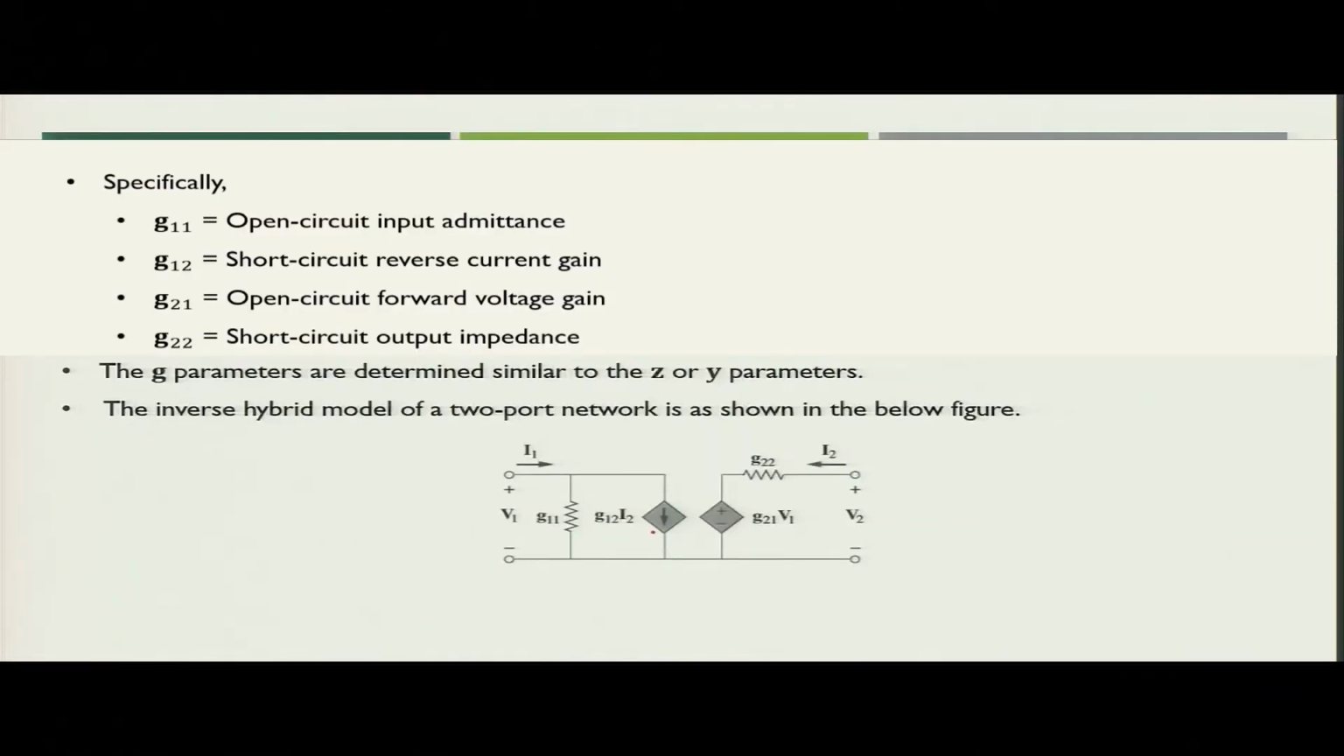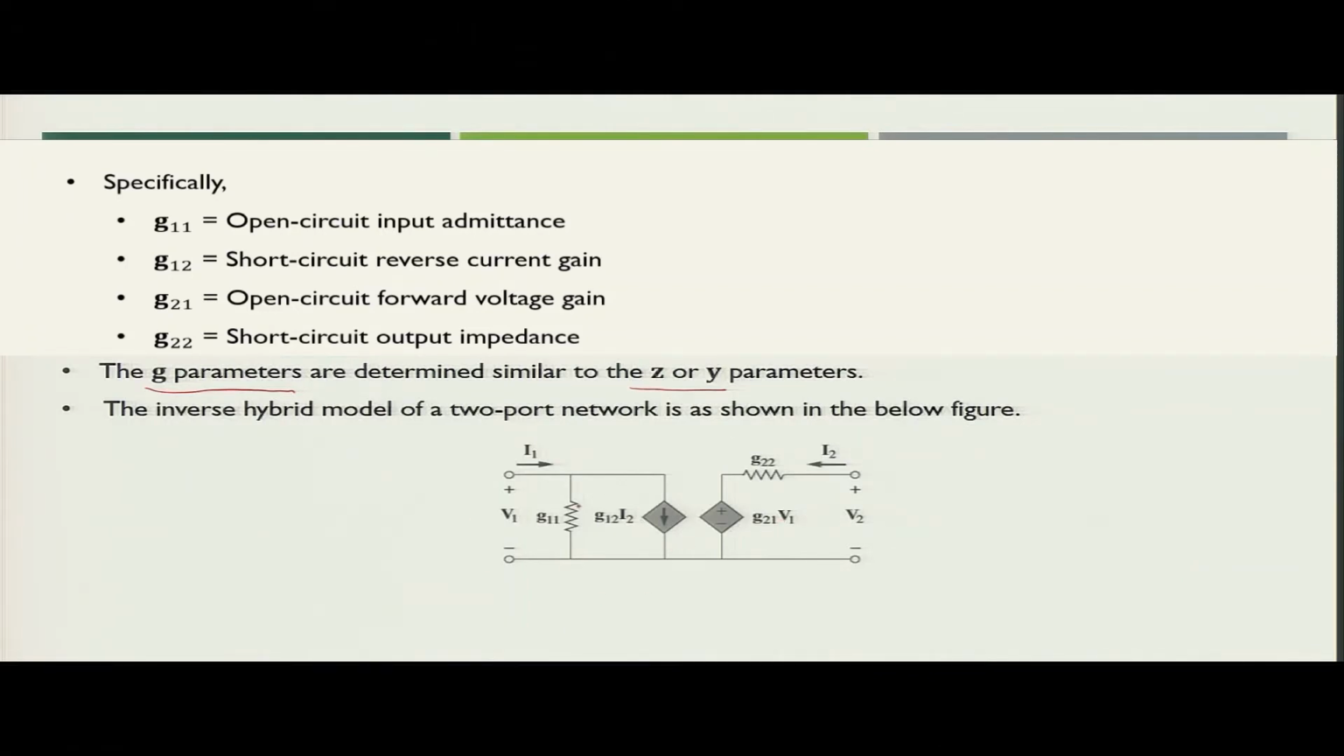Now you can say that G11 is the open circuit admittance, G12 is the short circuit reverse current gain, G21 is the open circuit forward voltage gain, and G22 is the short circuit output impedance. Here also you can find the G parameters similar to what we did in case of Z or Y parameters. The inverse hybrid model, that is the G parameter model, you can draw like this.